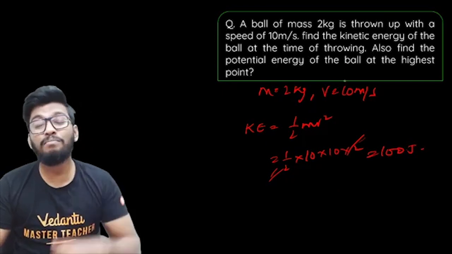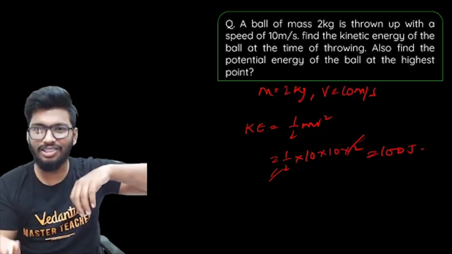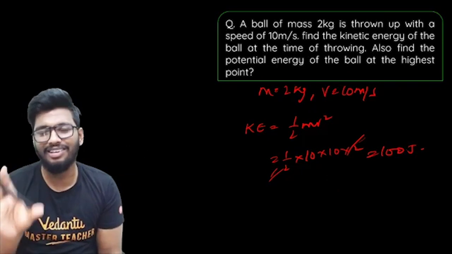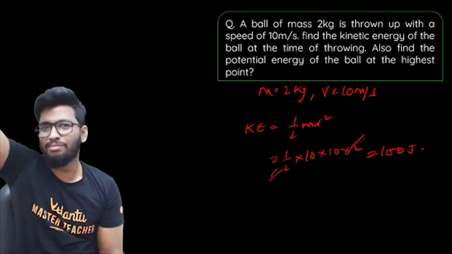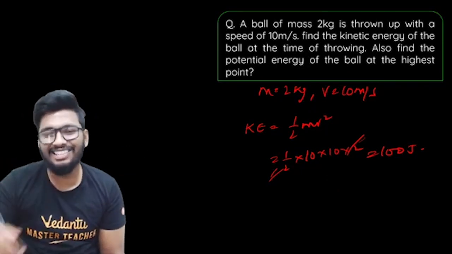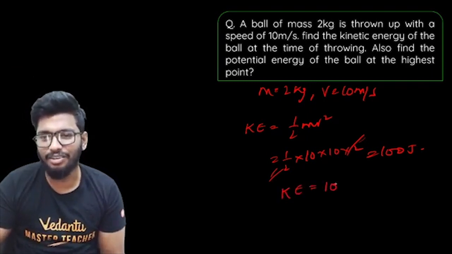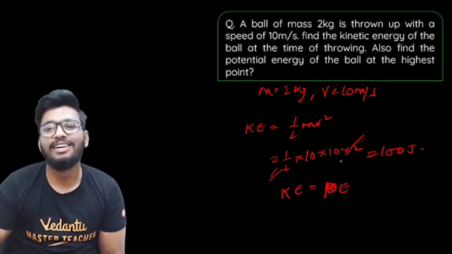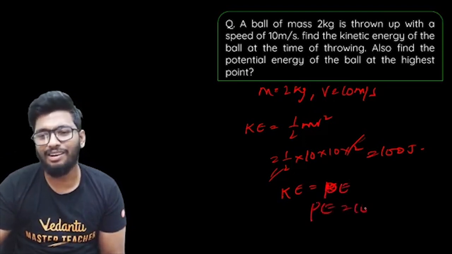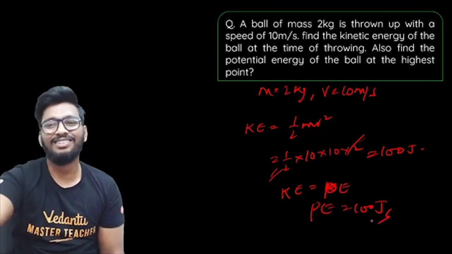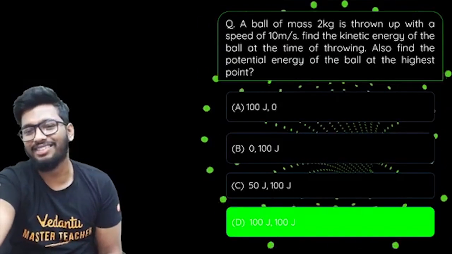Now, the kinetic energy possessed by the ball is 100 joules. When it's at its maximum height, all that kinetic energy gets converted to potential energy, because of the law of conservation of energy. So what will be the potential energy then? That will also be 100 joules itself. That's all. So 100 and 100 would be the answer for this question.